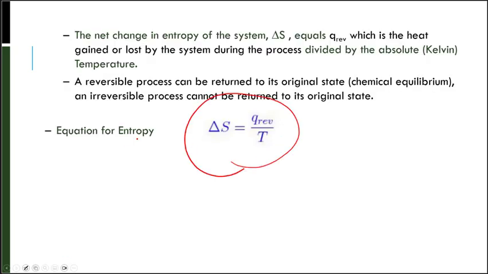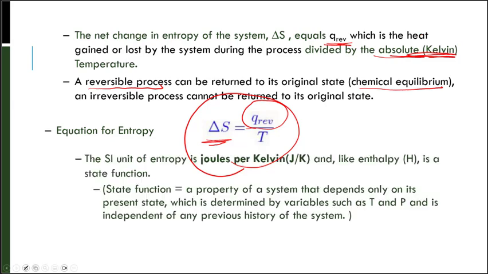As stated in the previous slide, our equation for entropy, delta S, is Q divided by T. Q rev is telling us that it's a reversible process that can be returned to its original state, its chemical equilibrium. An irreversible process cannot be returned to its original state. Now, it is important to notice that when we divide by temperature, it is the Kelvin temperature. Also, the SI unit of entropy is joules per Kelvin, and joules per Kelvin mole to include the mole. And it is a state function.